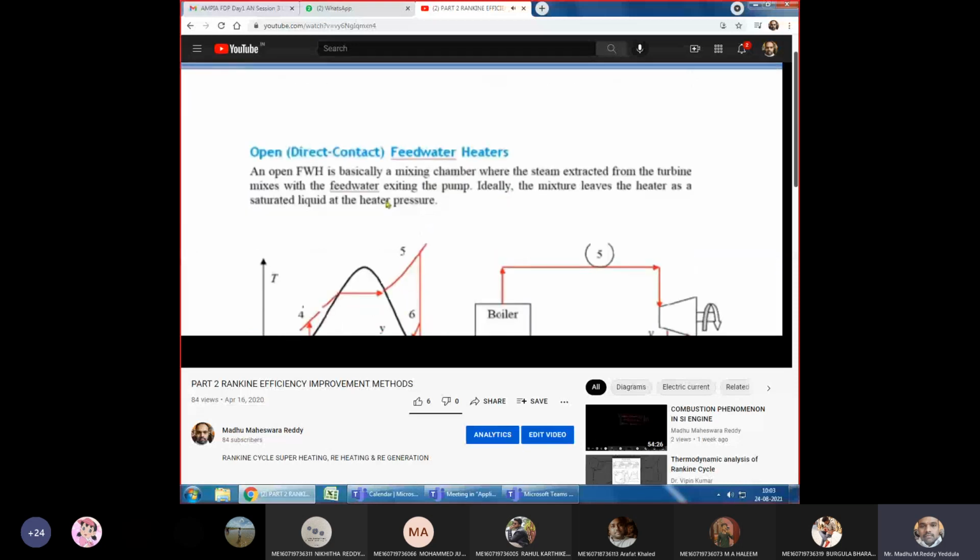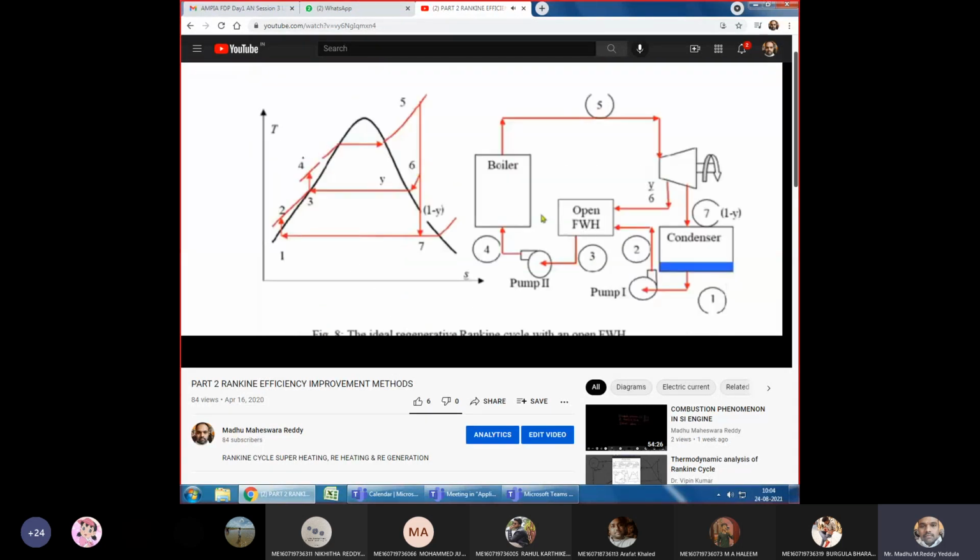So open is nothing but direct contact, which means in this case the steam and water are going to mix directly, through physical contact. Physically we are mixing the steam and the condensed water, thereby its temperature is raised. Now you can see here, from the boiler, 4 is the water entering into the boiler, 5 is the steam coming out of the boiler. You can see 5 is the highest temperature point. Now 4 to 5 is a constant pressure line, and 2, 3, 6 is also a constant pressure line.